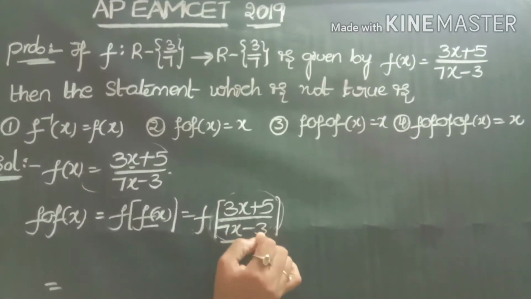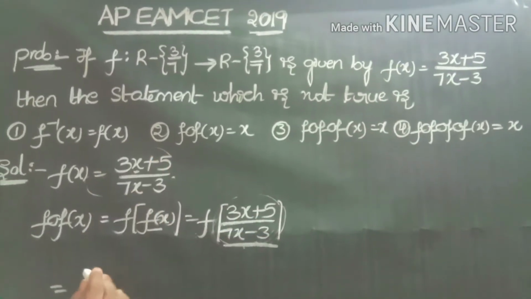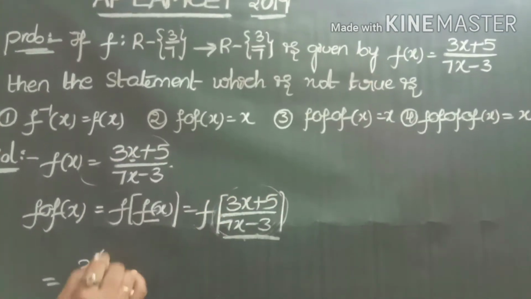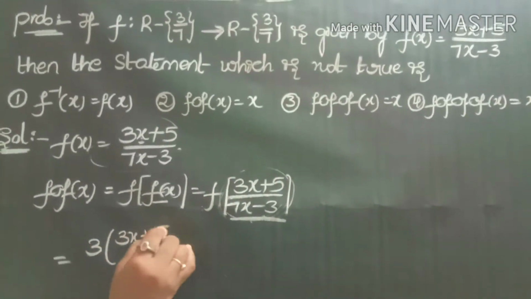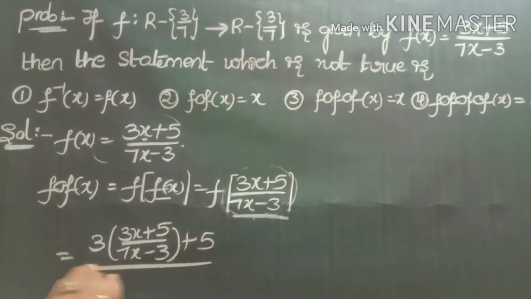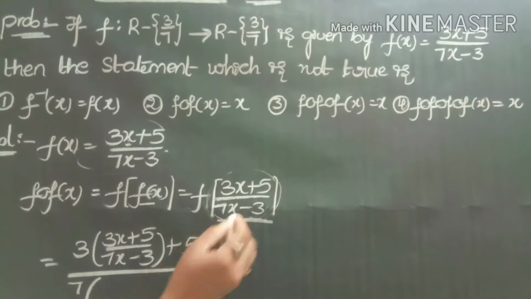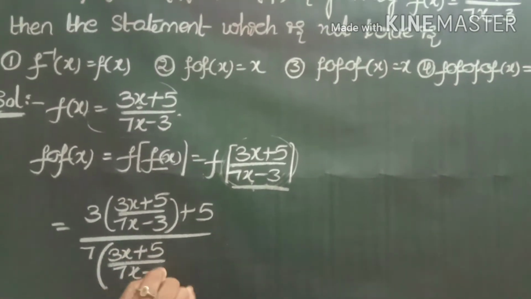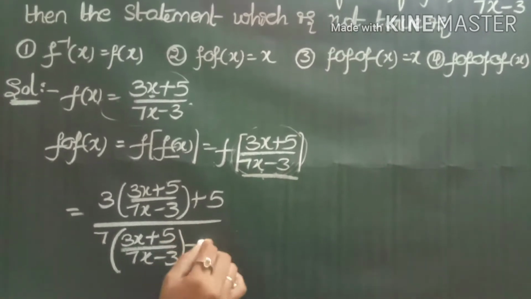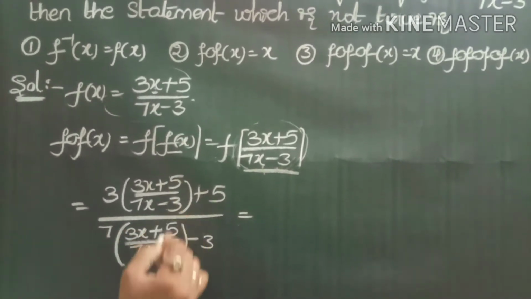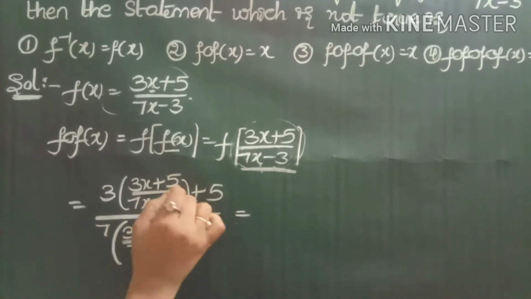Now we are substituting this x value in the f(x) function, that is 3 into x. In place of x we are taking this total value, 3 into (3x + 5)/(7x - 3), plus 5, whole by 7 into again the x value, (3x + 5)/(7x - 3) minus 3. Now after taking the LCM the denominators are cancelled. Now writing only the numerator values here.